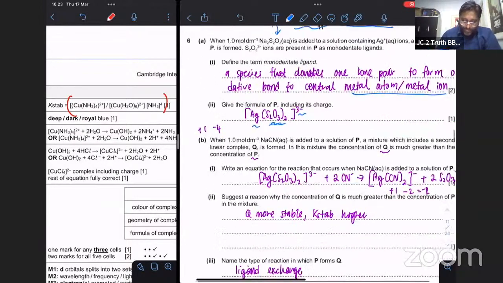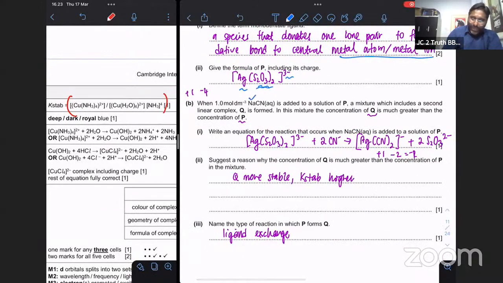Now the next question is, when you have 1 mole per dm cube NaCN, and then you add to solution P, a mixture which includes a second linear complex is being formed. So second linear complex, quite simple. So you have Ag plus, you put CN. CN is obviously the other ligand. So you must have CN here, another CN over there. I think quite simple. In this mixture, they found out that the concentration of Q, which is the one with the CN, is more.